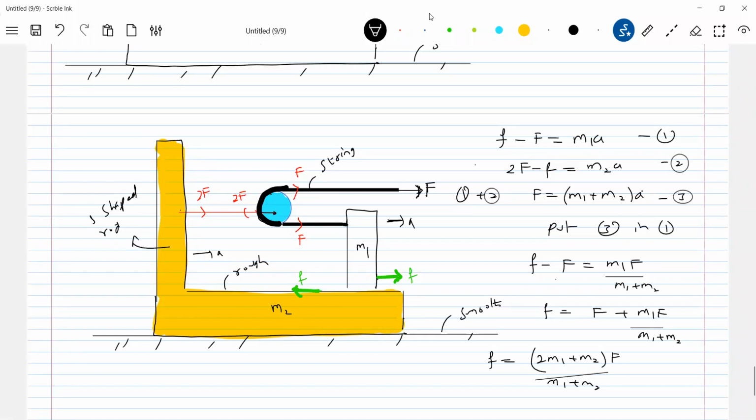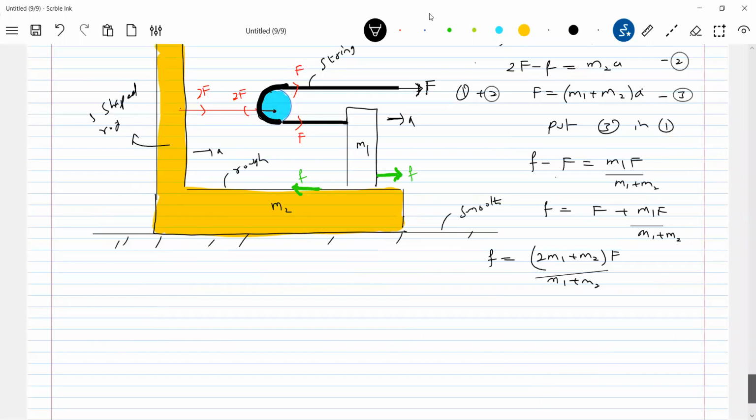As I keep on increase the applied force, the friction force also will increase. So when F becomes maximum, when the applied force is maximum, the friction will become limiting. What is the limiting value of friction? It should be equal to mu M1G only. Let mu be the coefficient of friction.